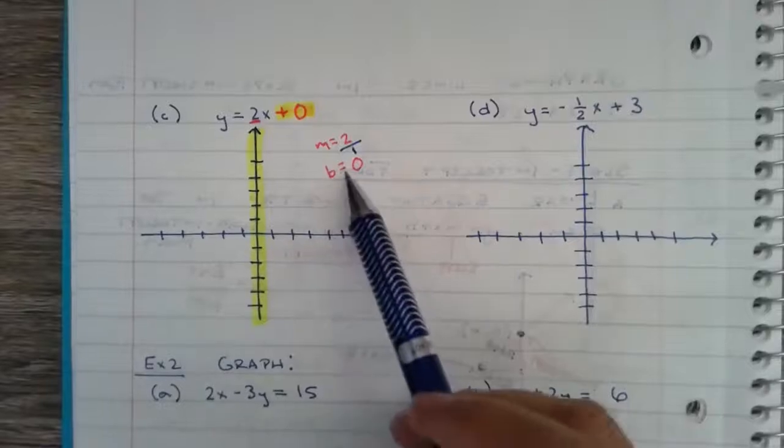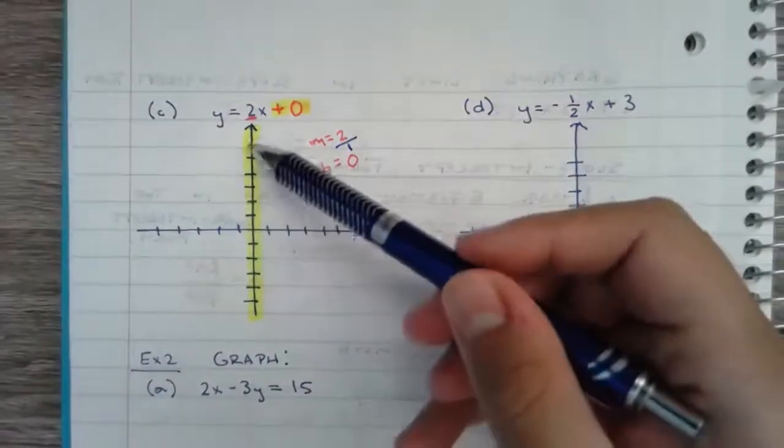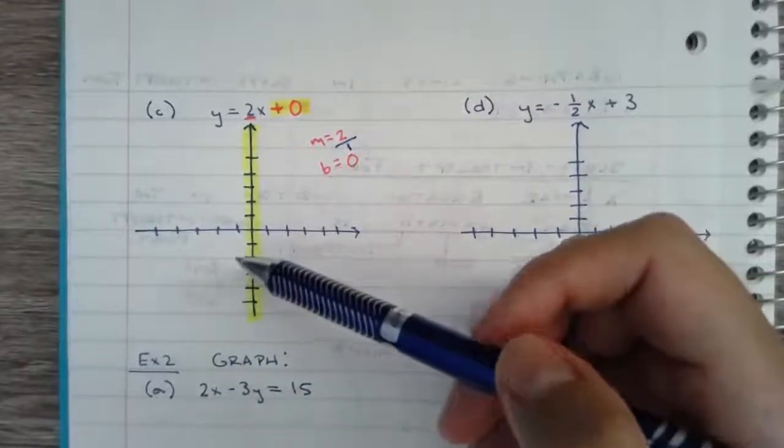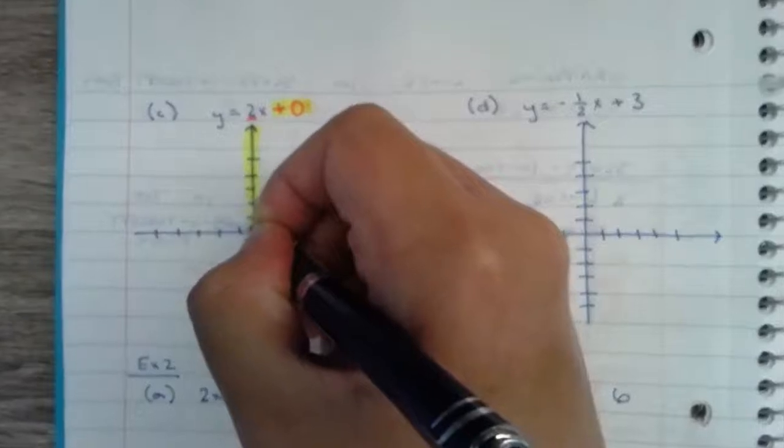Okay, so put that 2 divided by 1. Then I'm going to go ahead and find my y-intercept. So my y-intercept is 0. So could I go up? No. Could I go down? No. So where's my y-intercept? Your y-intercept is right here in the origin.